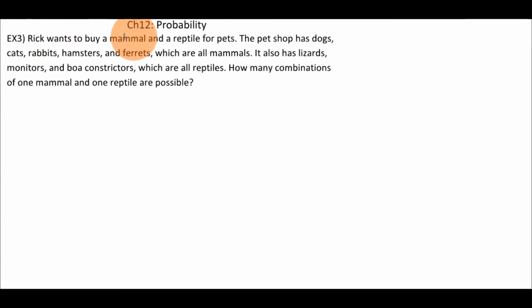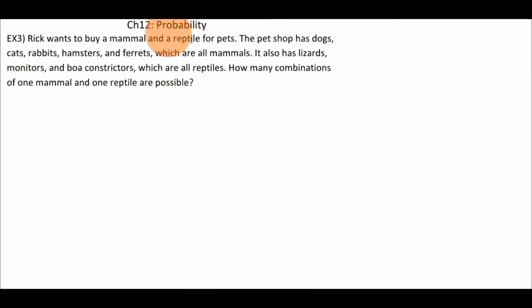We've been looking at probability, and here's another example to look at. It says Rick wants to buy a mammal and a reptile for pets. The pet shop has dogs, cats, rabbits, hamsters, and ferrets, which are all mammals. It also has lizards, monitors, and boa constrictors, which are all reptiles. How many combinations of one mammal and one reptile are possible?